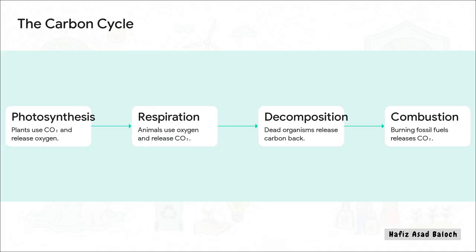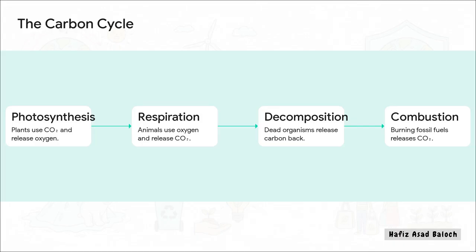Okay, here's the play-by-play. Step 1 is photosynthesis. This is where plants pull in carbon dioxide and then release oxygen. Step 2 is respiration. That's us. Animals breathe in that oxygen and then breathe out carbon dioxide. It's a perfect exchange, right? Then, step 3 is decomposition. When living things die, they release carbon back into the environment.